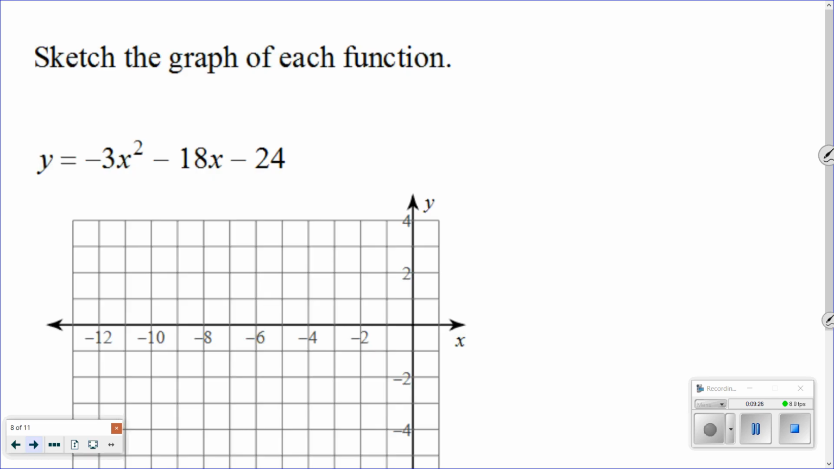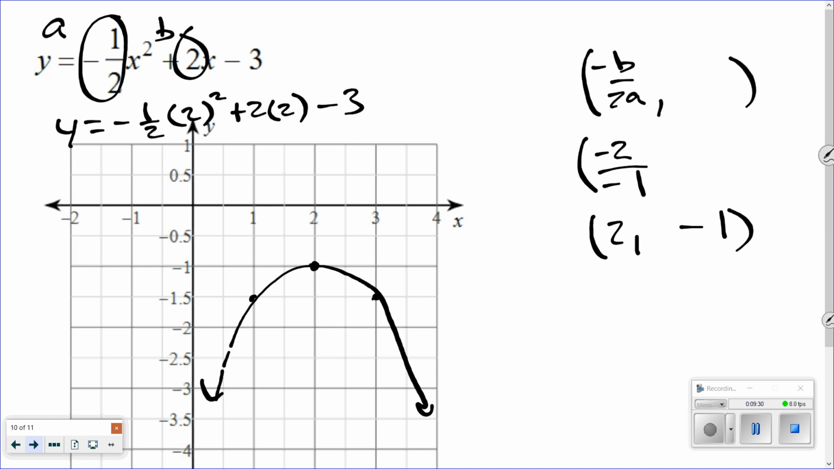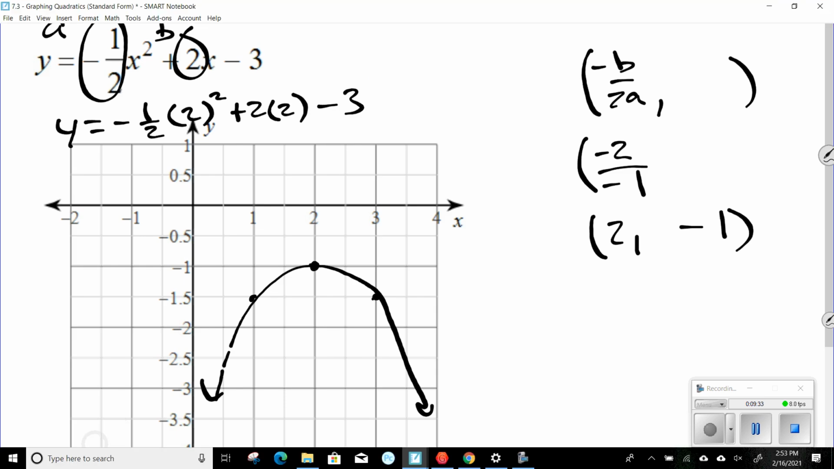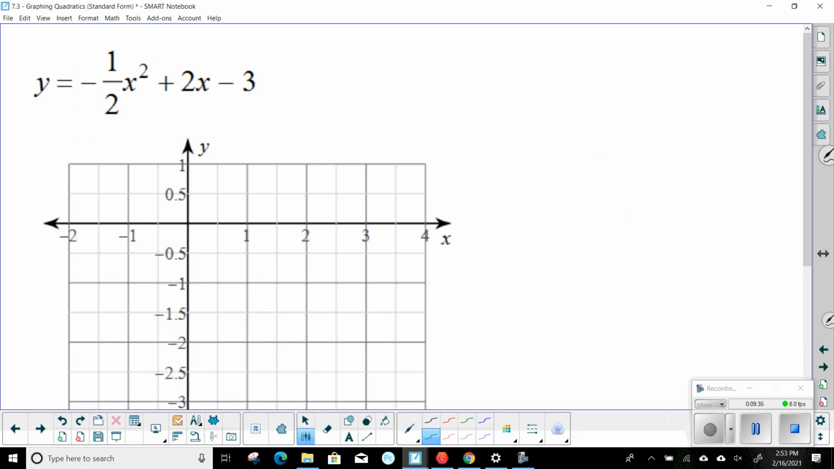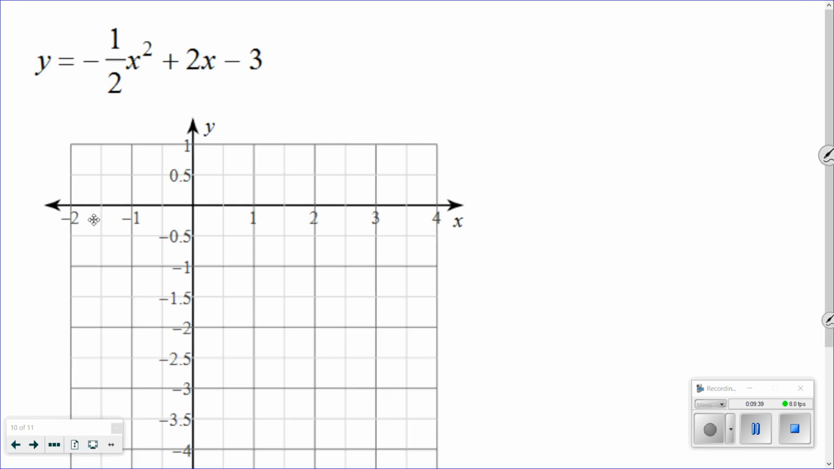Let's try one more. We'll do one that's kind of tricky. Let's do one that has a fraction in it. Oh, look, it's already worked out. Let me just delete that. There we go. Okay. So we want to find out, again, where the vertex is, and we want to draw a sketch of this one.